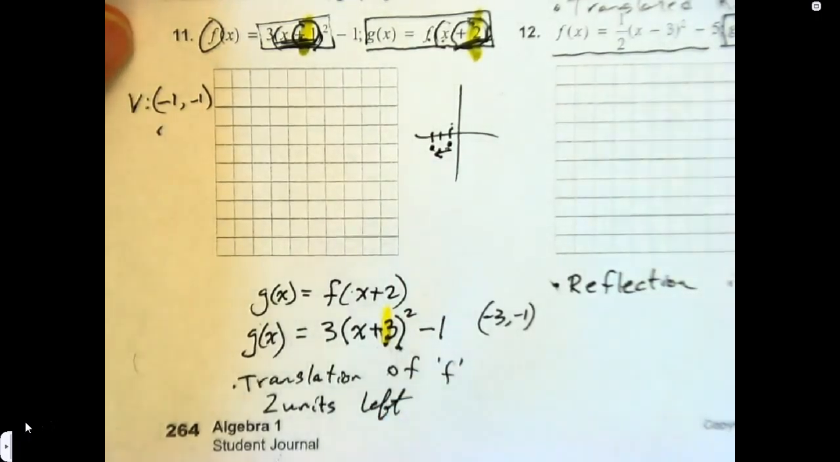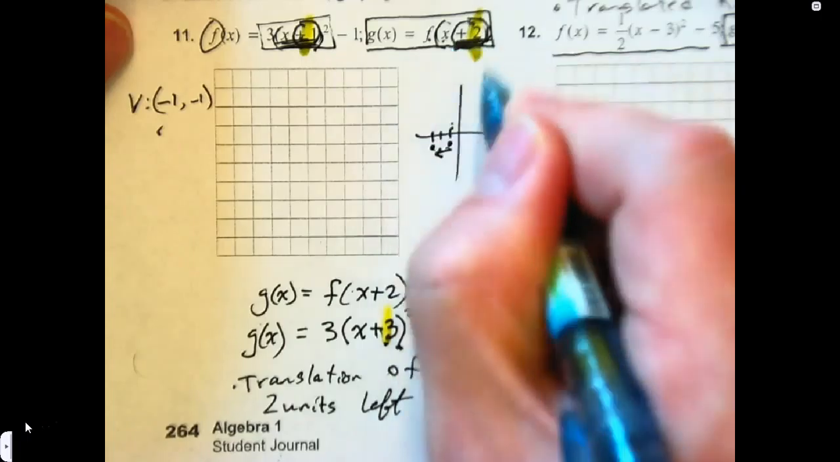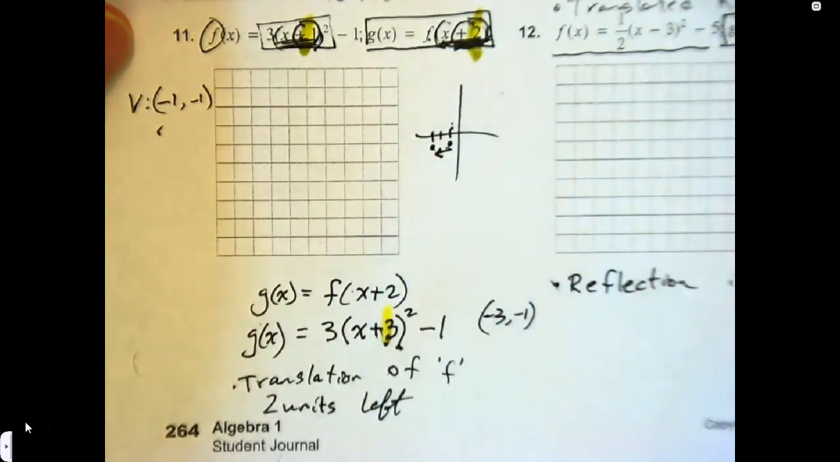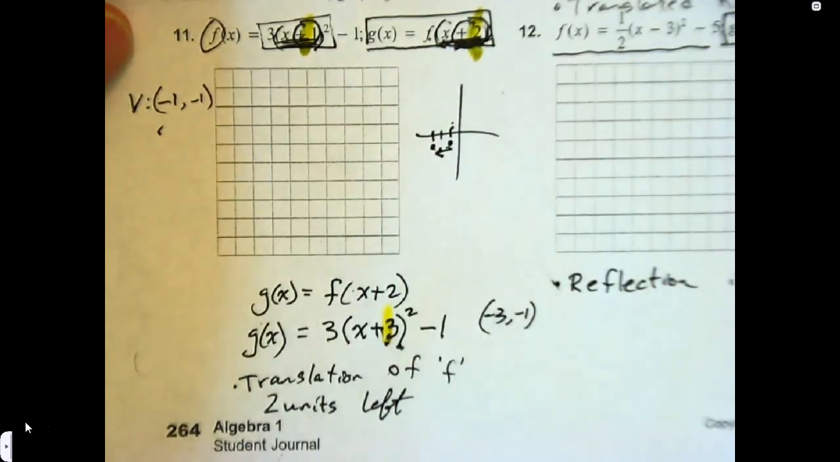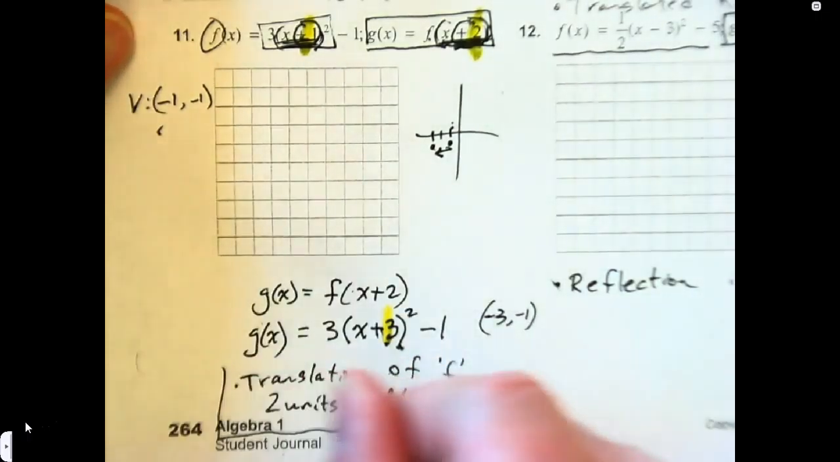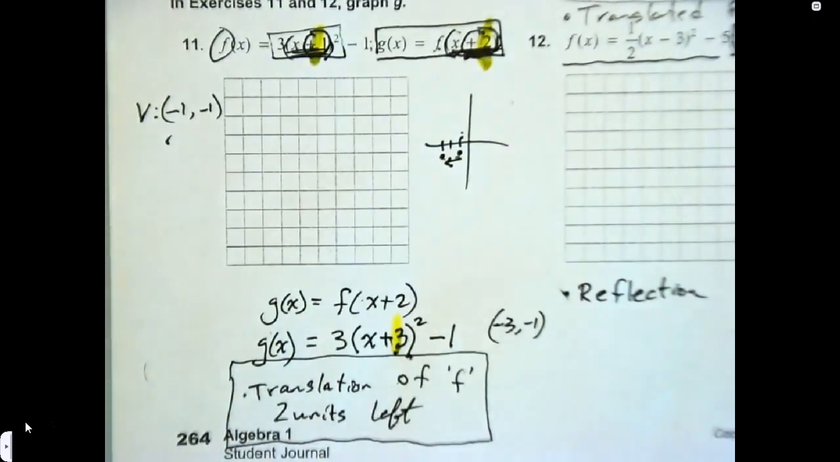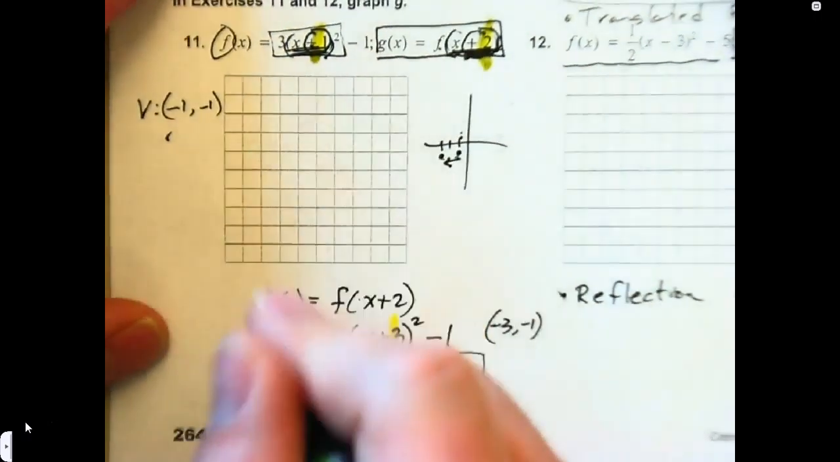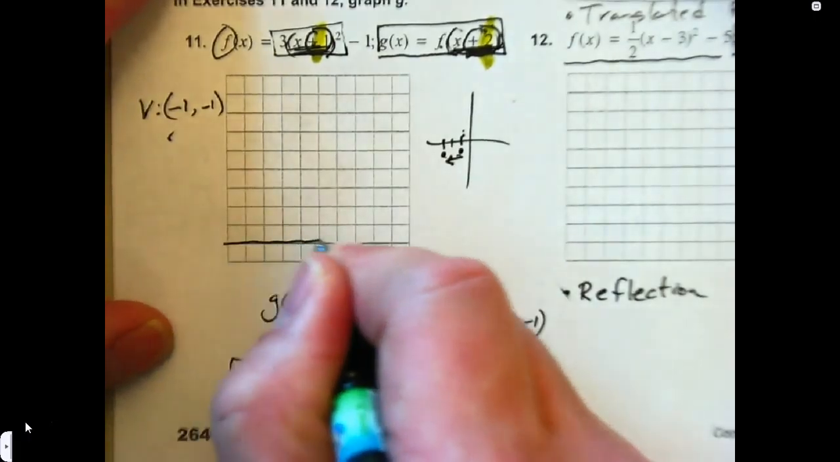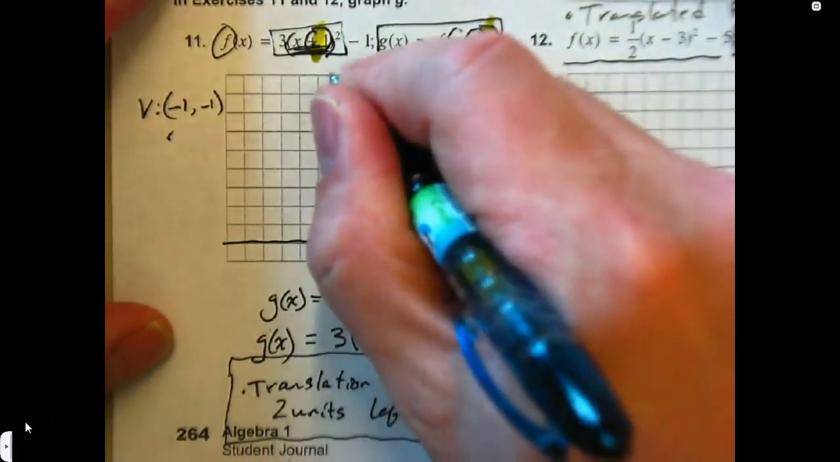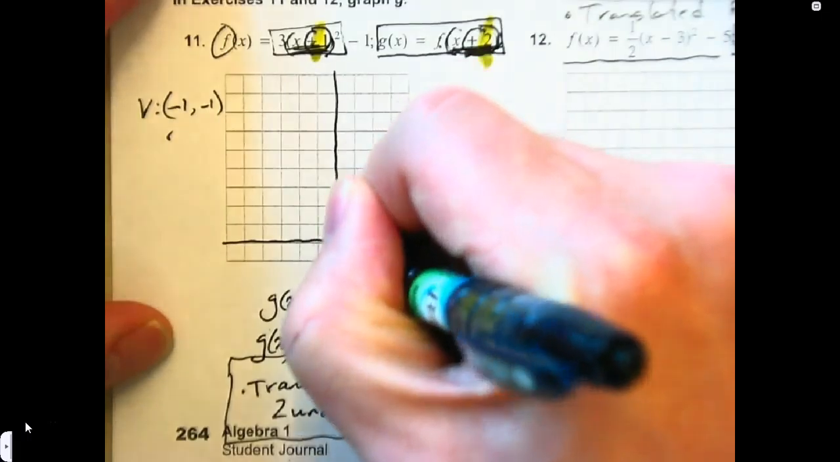So if you forget, there you go. Remember, plus 2, it's always backwards inside the parentheses. Okay? Translation 2 units left. All right. Part of your assignment tonight is to graph those two. Okay? I'll help you with your axes. Hopefully you'd recognize that you got to see the top part here.